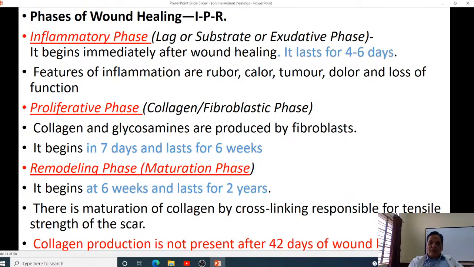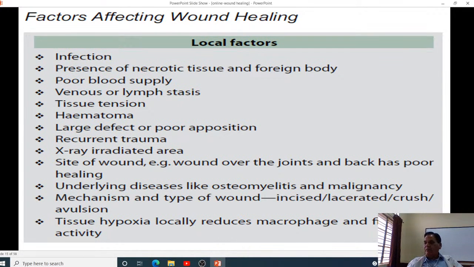Remember one thing, the strength of a wound will never be the same as it was previously. In spite of best attempts, always write down: the wound will heal to 70% of its previous strength. This is an MCQ question. The strength of the wound is never attained in spite of the best attempt by the surgeon or whosoever or even nature. So, what are the factors? We have discussed so much about factors of wound healing. So, what are the factors that are going to affect it?